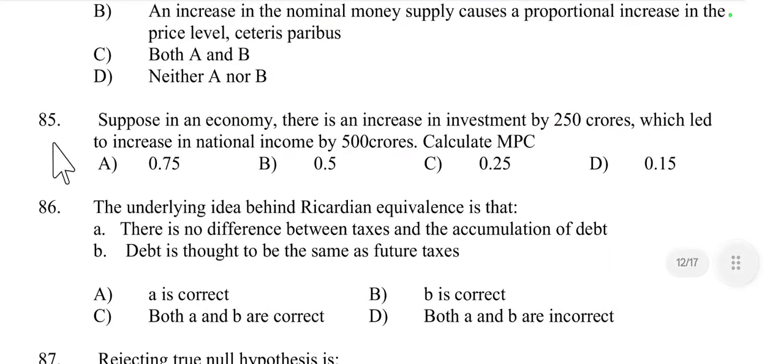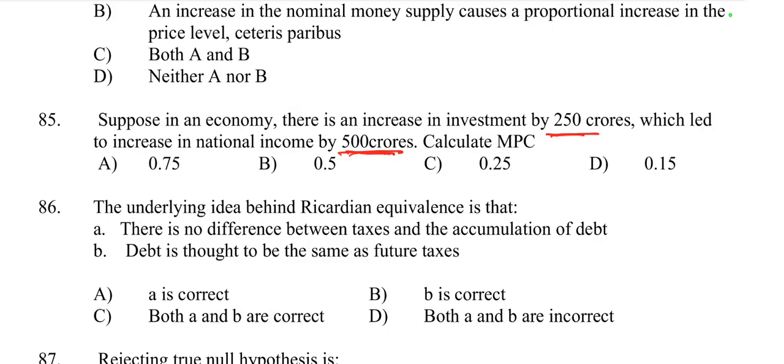Then question number 85. Suppose in an economy there is an increase in investment by 250 crores, which led to an increase in national income by 500 crores. Calculate MPC, the marginal propensity to consume. So investment increased by 250 crores, which led to national income increasing by 500 crores. So here, what is the value of MPC?